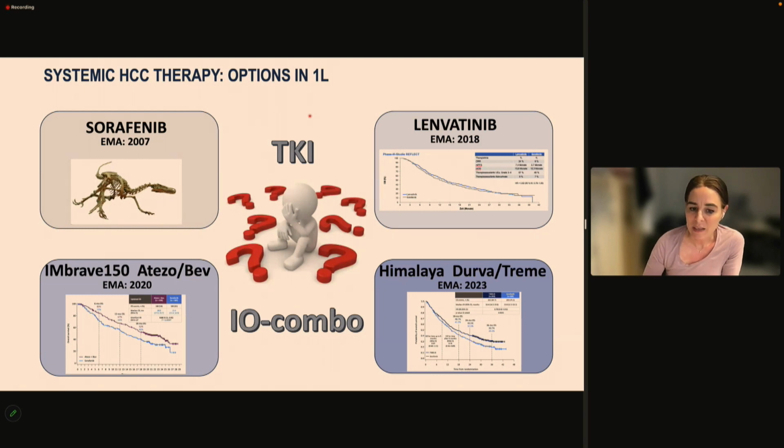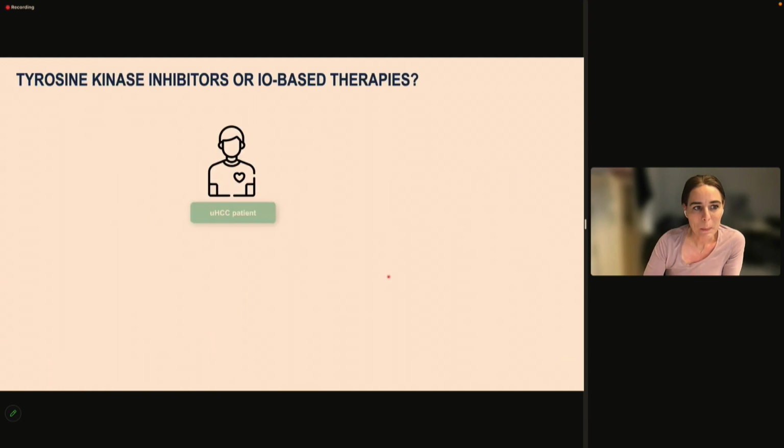And more recently, we have had a lot of approvals also in the space of immuno-oncology and GI cancers, especially also in HCC. And the currently approved option in our first-line therapy are atezolizumab and bevacizumab. And on the right-hand side from the Himalaya trial, durvalumab and tremelimumab, which is the first dual checkpoint inhibition to be approved by EMA. And most recently, actually, they also approved durvalumab as monotherapy. And again, I will relate to this in a little while.